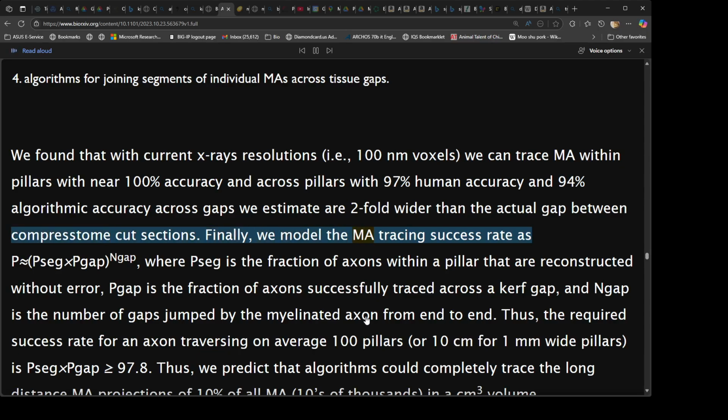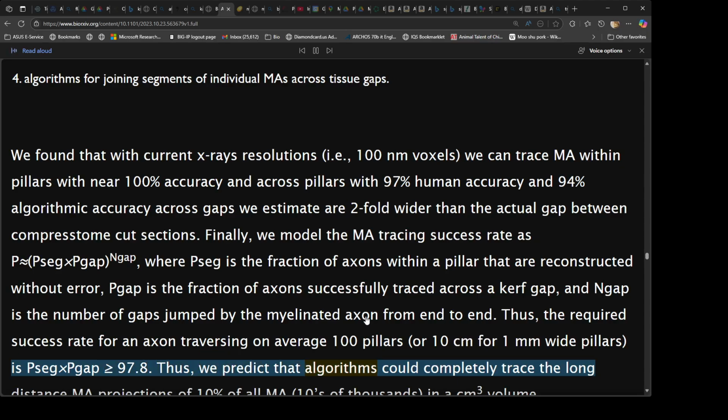Finally, we model the MA tracing success rate as P ≈ P_CG times P_gap, where P_CG is the fraction of axons within a pillar that are reconstructed without error. P_gap is the fraction of axons successfully traced across a curved gap, and N_gap is the number of gaps jumped by the myelinated axon from end to end. Thus, the required success rate for an axon traversing on average 100 pillars, or 10 centimeters, for 1 millimeter wide pillars is P_CG times P_gap greater than or equal to 97.8.